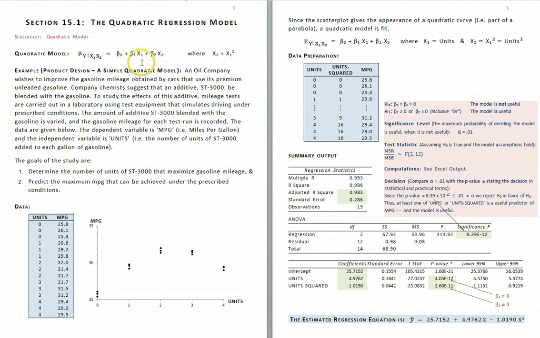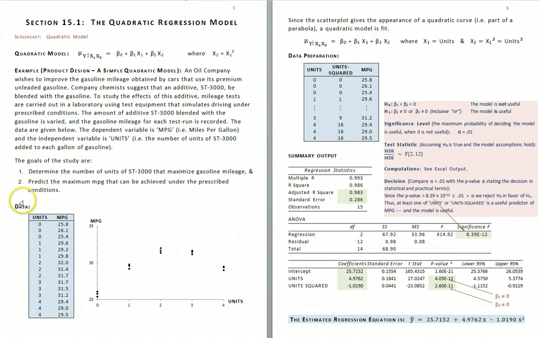beta 1 x1 plus beta 2 x2, where x2 is just the square of x1. We can think about this expression as beta naught plus beta 1 x1 plus beta 2 x1 squared, which would graph as a parabola. In this example, the question is, how many units of an additive should be used per gallon to maximize a standard car's miles per gallon?